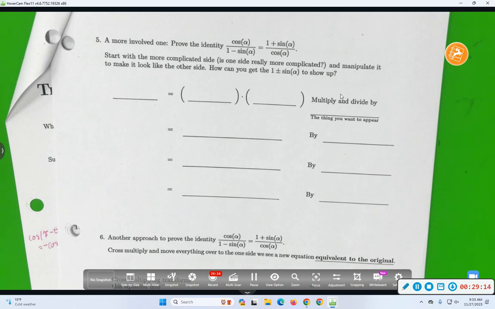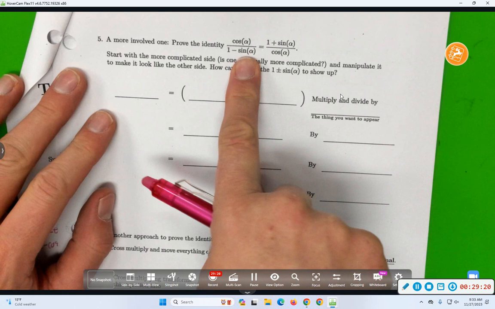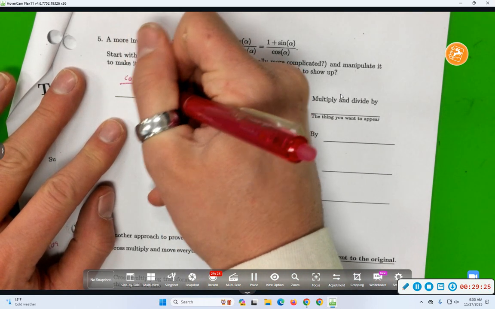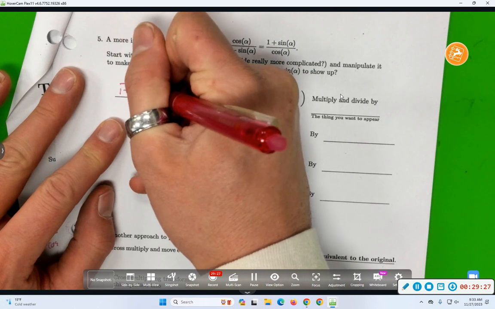In truth, it didn't matter which side you pick on this one. Let's try to do that. So let's start with the allegedly more complicated side. Cosine alpha divided by 1 minus sine alpha.